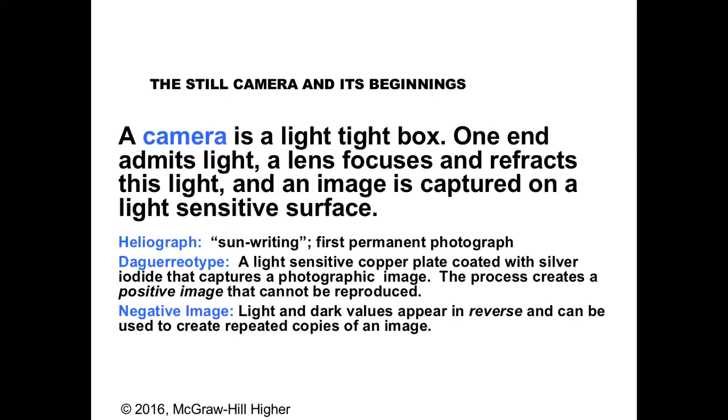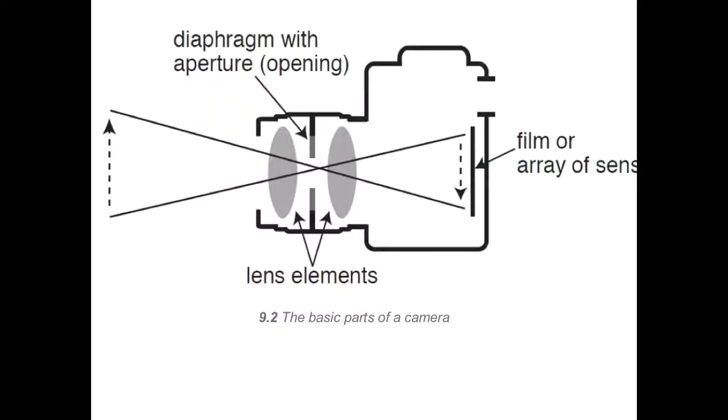Alright, so a camera is a light-tight box. One emits light, a lens focuses and refracts this light, and an image is captured on a light-sensitive surface. Different types that we're explaining here: we just talked about daguerreotype, and then a negative image, it appears in reverse, and it's made so you can make multiple images.